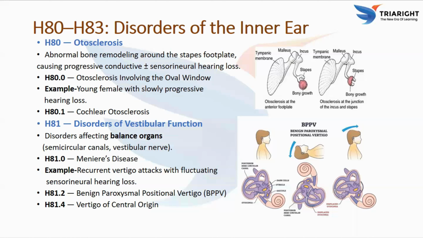So what is the subcode over here? H80.0. It is for otosclerosis involving the oval window. So this is the classic form where the bony overgrowth fixes the stapes footplate at the oval window.